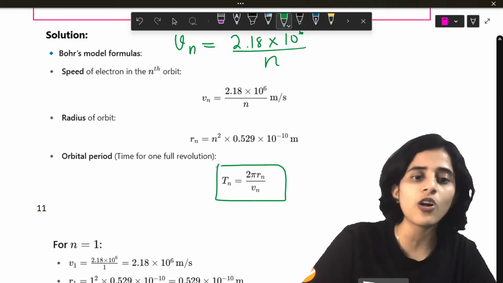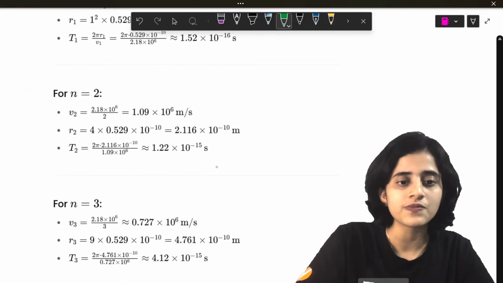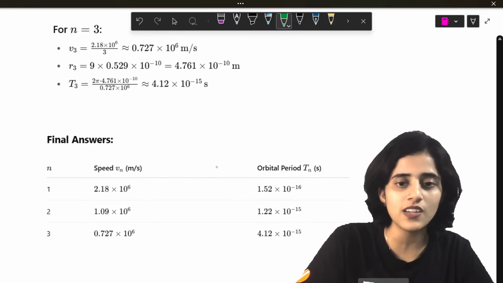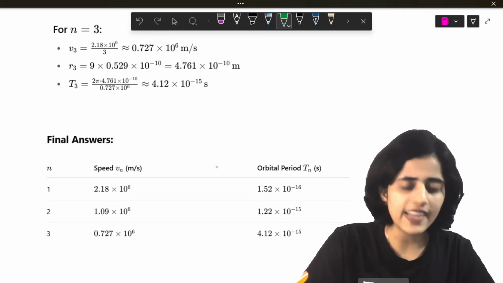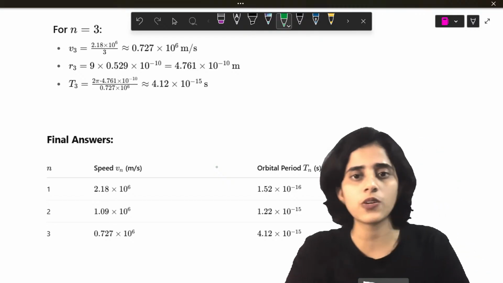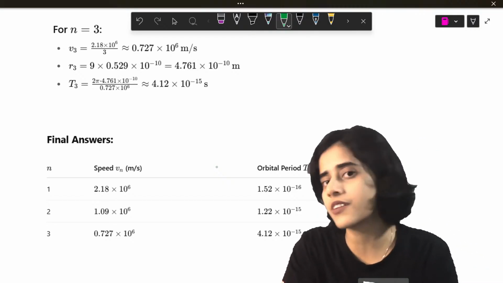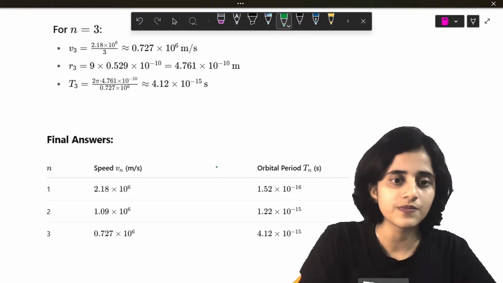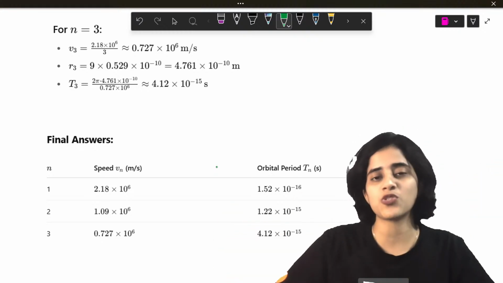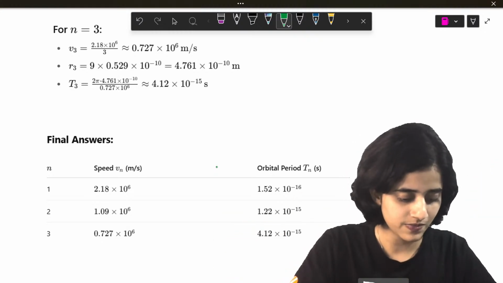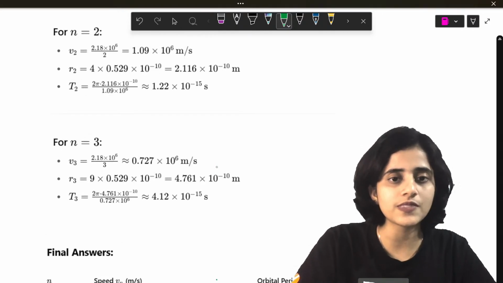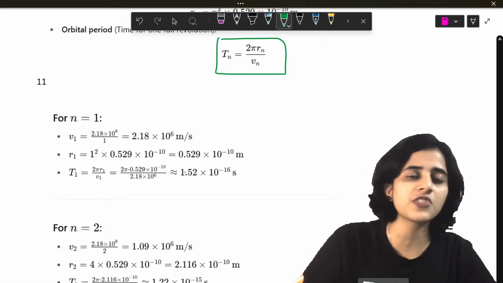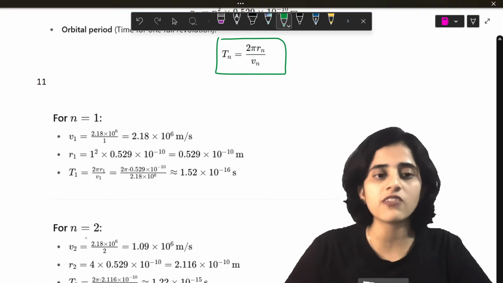Now how did I get all these constants? Oh, I've not mentioned it here. You can find them from the Clark's table. I don't have a Clark's table with me to show you, sorry. These are the different answers. You just have to substitute, V1, R1 and T1.